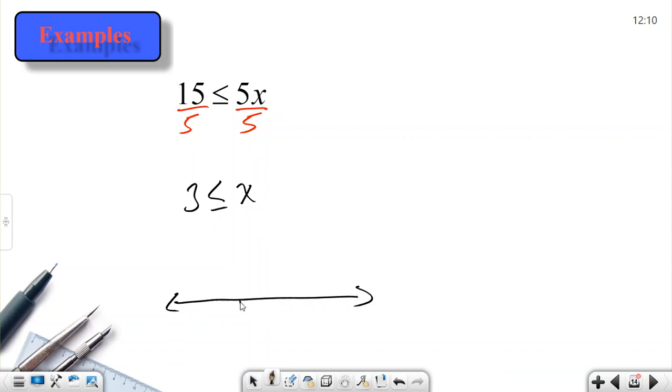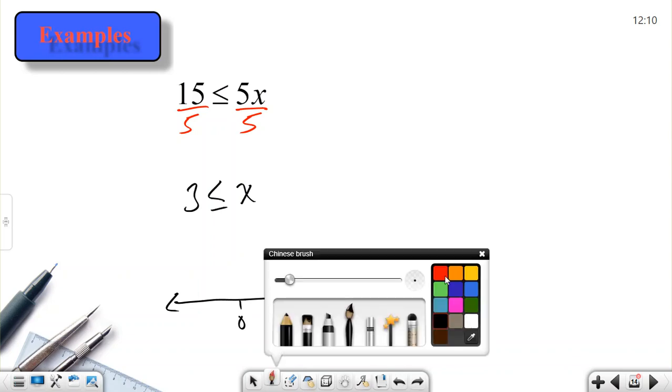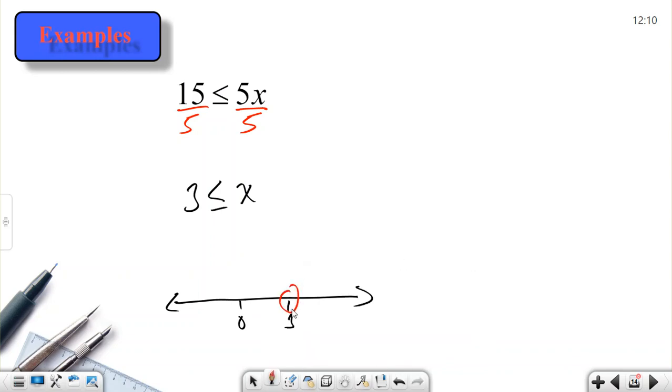So let's see, 0 is here, 3 is here, to the right of the 0. Let's change the color. Okay. 3, is it equal? Yes, it's included in the solution set. Let's shade inside this circle.